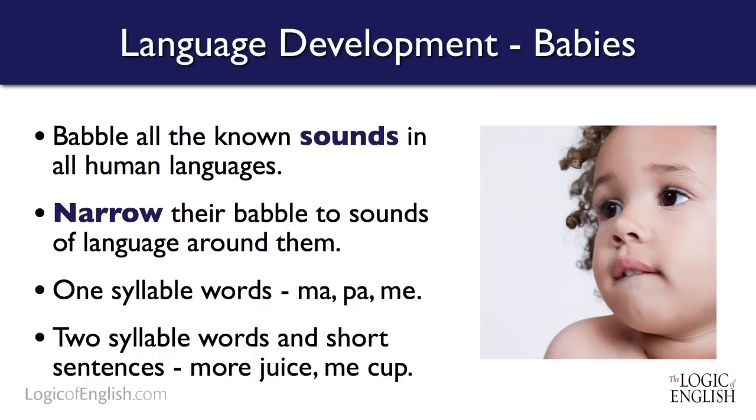However, as they babble, they're also listening, and they listen to the sounds that are being spoken around them. And they then begin to narrow their babble down to the sounds of the language that they are hearing. So please note, babies begin to learn to speak with sounds. They then begin to combine those sounds into short words, such as ma and pa or me. And then they begin to combine those words into short sentences, or to develop some two-syllable words: more juice, me cup. And slowly they begin to build those words into sentences and longer and more complex words.